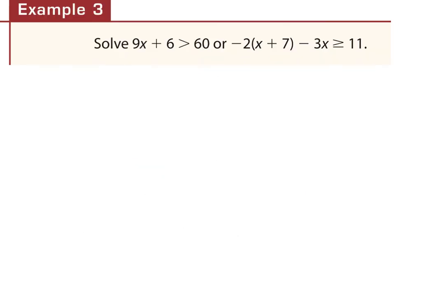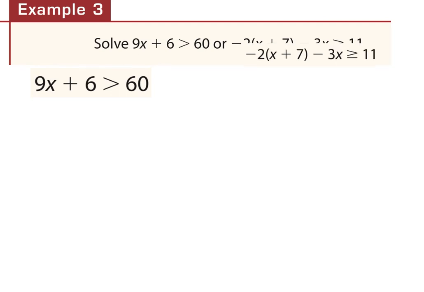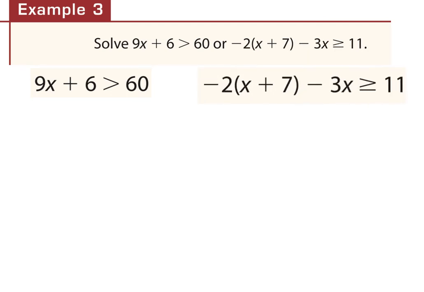We have an or. 9x plus 6 is greater than 60, or negative 2x plus 7 minus 3x is greater than or equal to 11. So for this one, I'm literally going to solve these individually. I'm going to take this first one and solve it. I'm going to take the second one, and I will solve it by itself as well. And so I'm going to do my same process. Subtract your 6. 9x is greater than 54. Divide by 9. X is greater than 6.